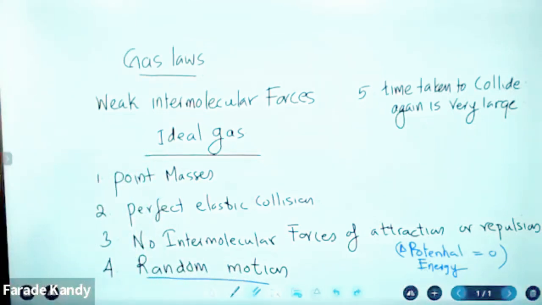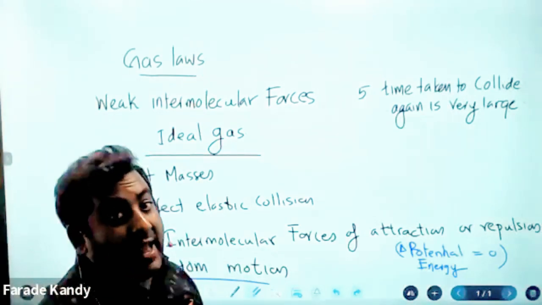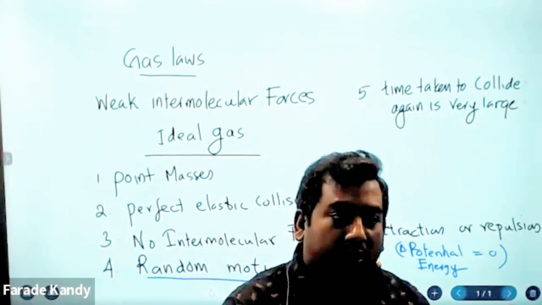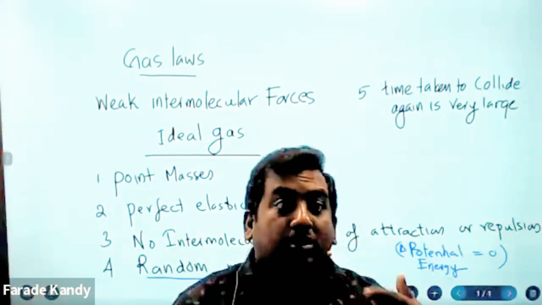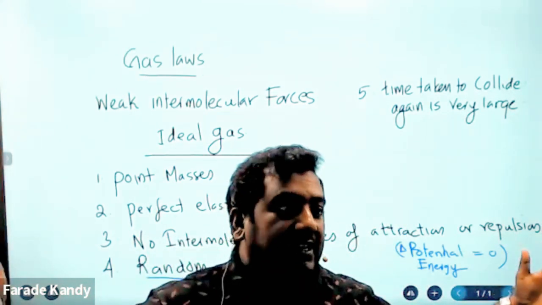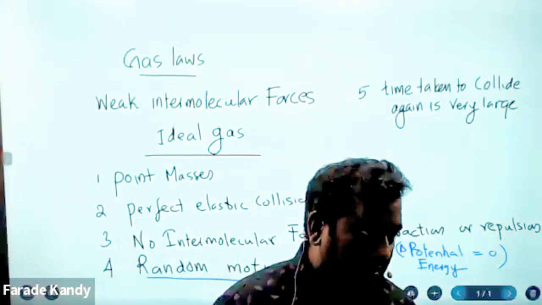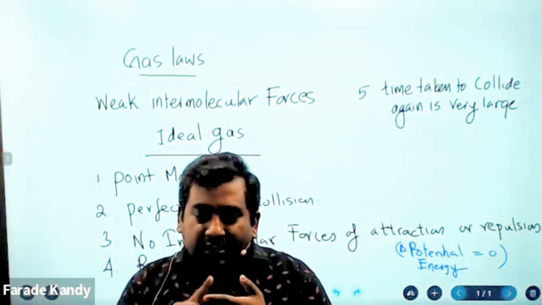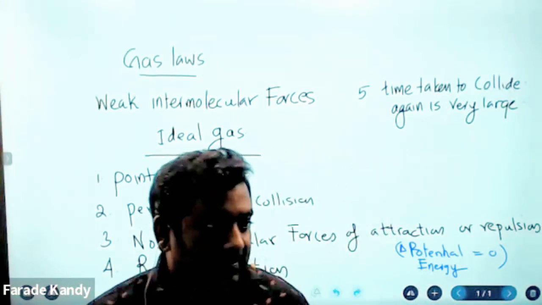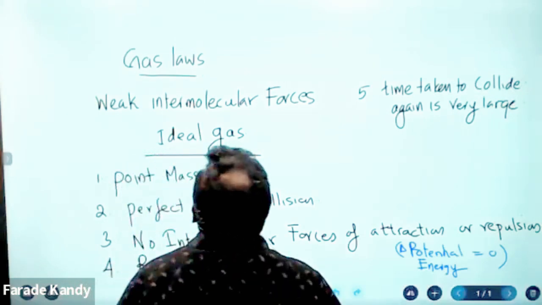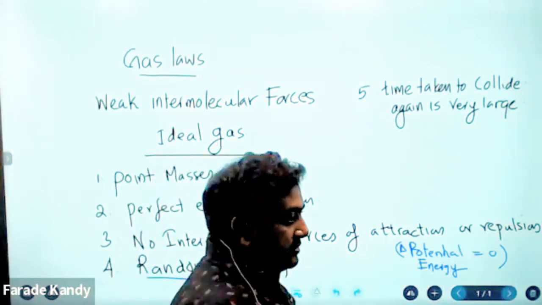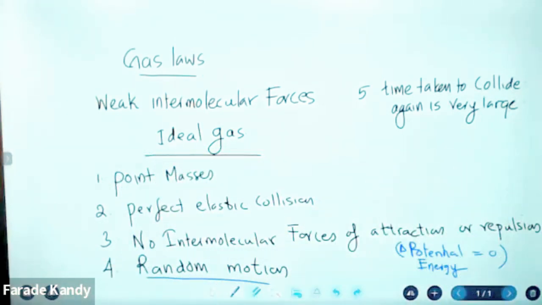The gas particles are in random motion. And the time taken for two gas particles to collide back again, let's say two gas particles collide, for them to collide back again, the time taken is very, very large. Is it clear? So the time taken for the collision between them is negligibly small. Clear? Right. Let's write this. Gas laws. Let's write.